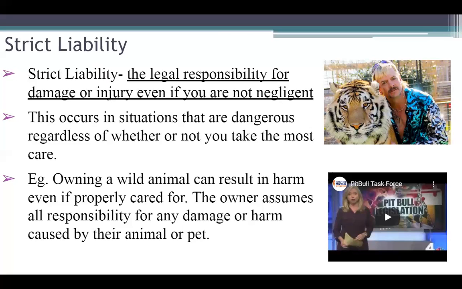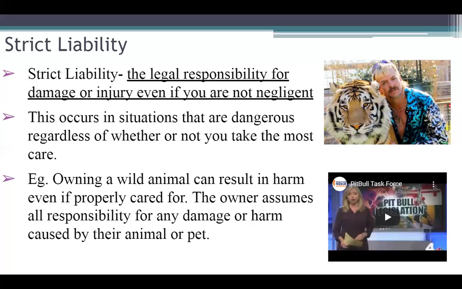Another more fun example, which we've kind of seen, if you're like me, you've seen Tiger King over this COVID-19 quarantine, right? Owning a wild animal is a strict liability. So all those people, the Carole Baskins and Joe Exotics of the world, they face strict liability for having all those tigers and lions on their property, right? Owning a wild animal, even if you properly care for it, even if you have safety equipment and things in place, you can still be sued if your wild animal hurts anybody, right?